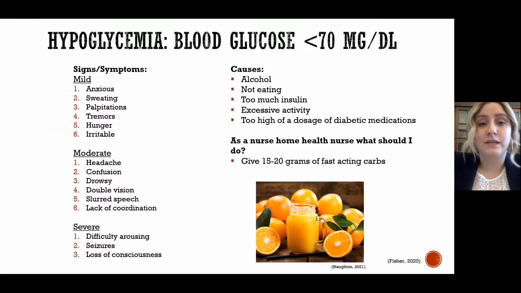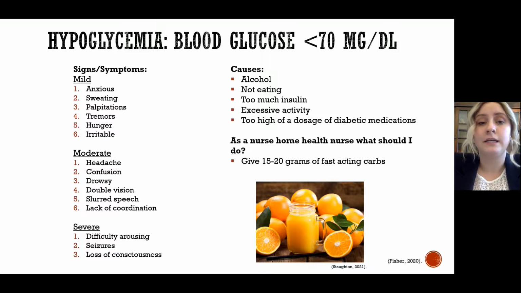Further complications of diabetes mellitus include hypoglycemia. Hypoglycemia is a very large thing to focus on when thinking about diabetes mellitus. In the home, for home health nurses, this is something that can be very dangerous, especially if a patient lives alone. So it's important to understand the signs and symptoms, the causes, and what we should do in the event.